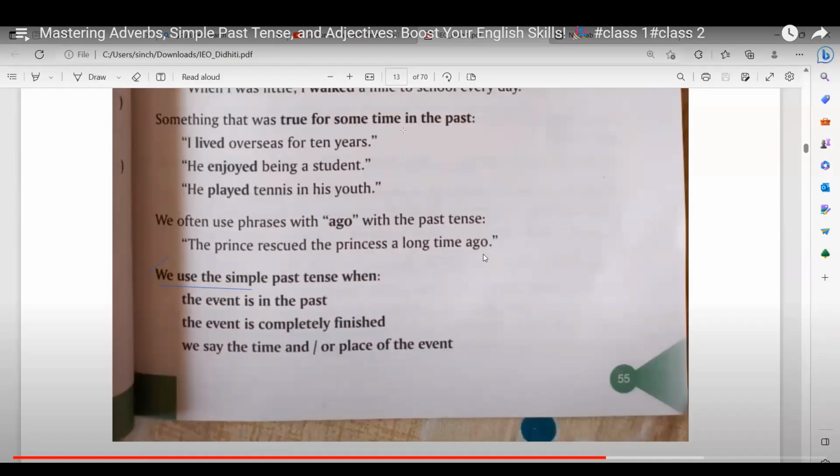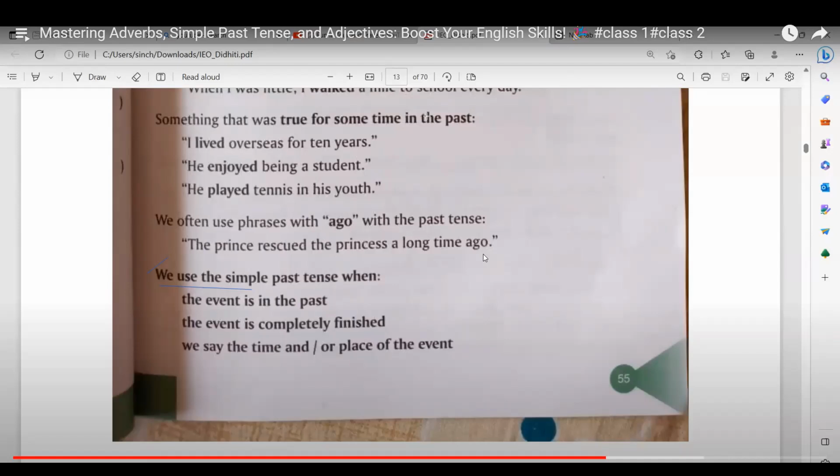Okay, Tuhin, can you tell? Yes, tell me. Ma'am, we use the simple past when the event is in the past, the event is completely finished. We say the time and or place of the event. Very good. But I need an example better. The event is in the past. It has already happened. Can you give me an example, Debangshu?